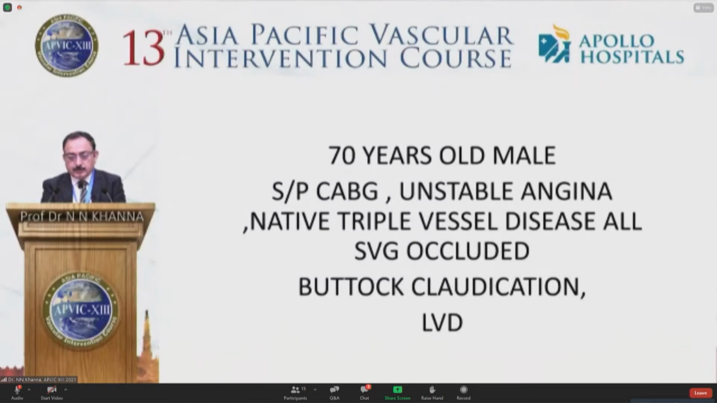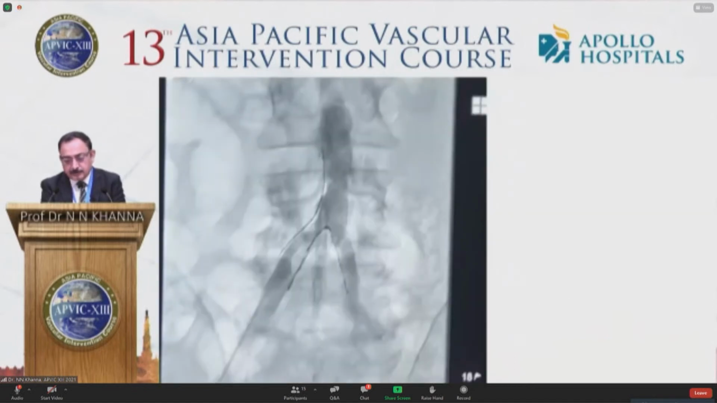Now, let me show you this case. This was the first case of peripheral IVL done in our country. A 70-year-old male who had a bypass in the past had unstable angina, and this patient had left ventricular dysfunction, also had severe buttock claudication. His venous grafts were occluded and he had native triple vessel disease. So this patient, also in LVF, required a balloon pump to support the angioplasty of this procedure.